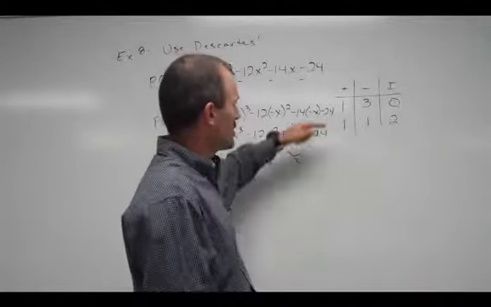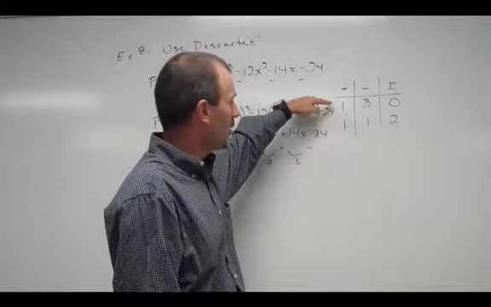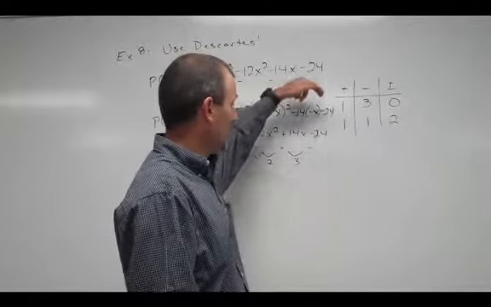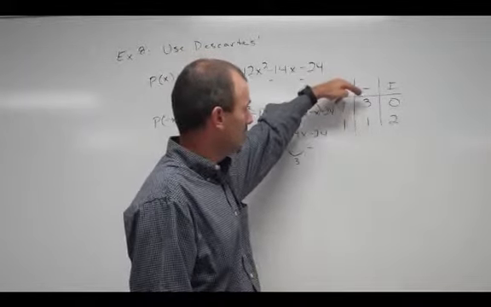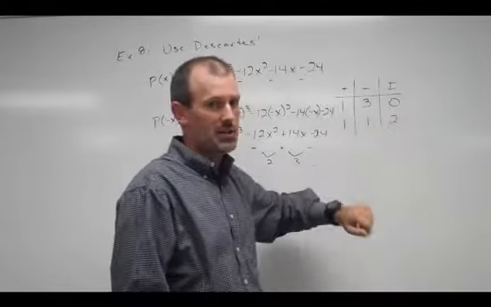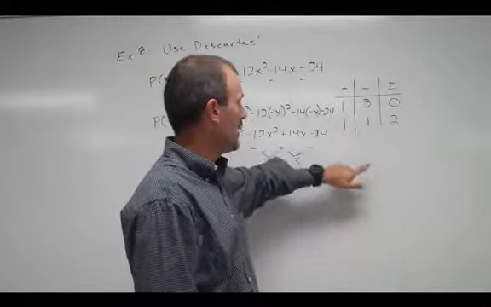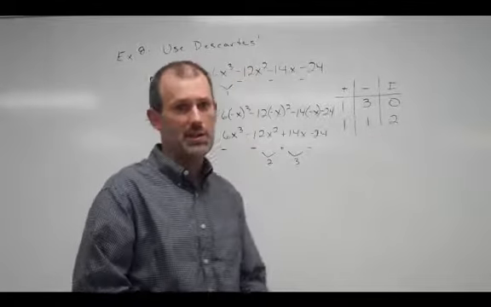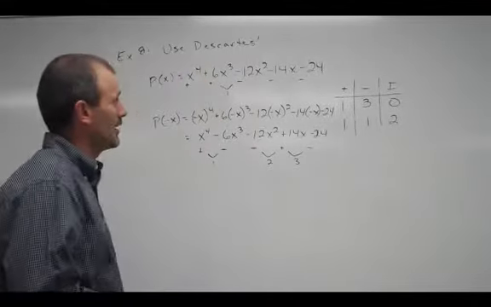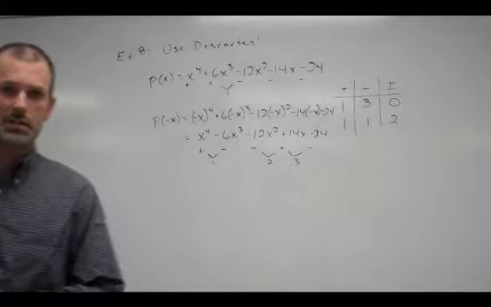So as far as positives, there has to be 1 no matter what. So case 1 would be 1 positive, 3 negatives, and no imaginaries. Case 2, the other possibility, would be 1 positive, 1 negative, and 2 imaginaries. So that's example 8 using Descartes' rule of signs.